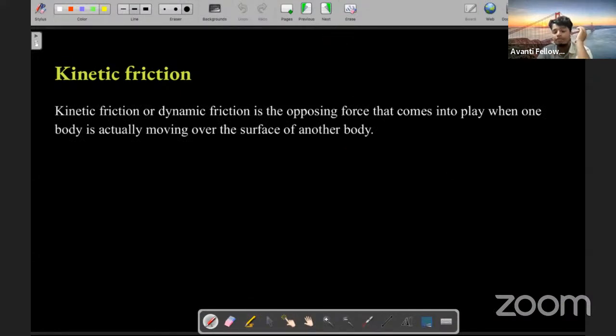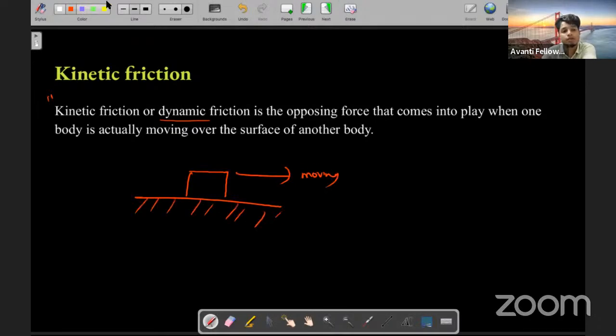Now, I have explained everything. Now we are talking about the definitions. What does the definition say? Kinetic or dynamic friction. Sometimes you say dynamic friction, sometimes kinetic friction. It's one and the same. It is the opposing force that comes into play when one body is actually moving over the surface of another. So if there is a body moving over a surface, students, then kinetic friction will be applied.